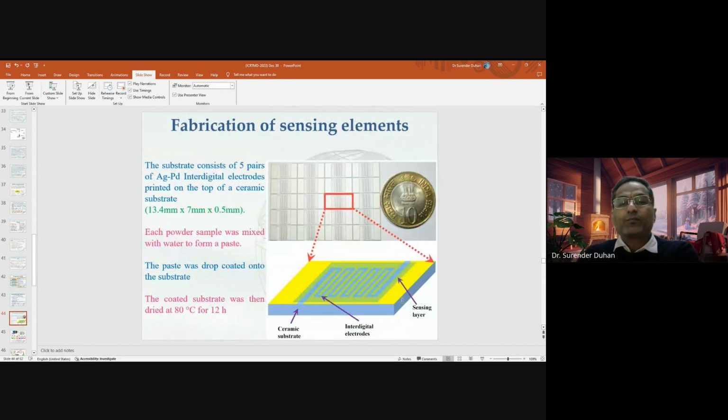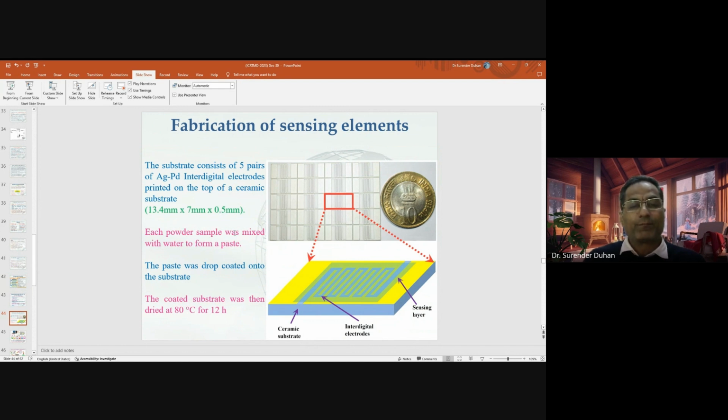This is the fabrication of the sensing element, the fabrication of the sensor. This is my sensor. This is the AgPd substrate with 5 pins. The substrate consists of 5 pairs of AgPd interdigital electrodes printed on top of the ceramic substrate. This is the ceramic substrate and the top pins are AgPd. The dimensions are 3.4 mm by 7 mm by 0.5 mm.